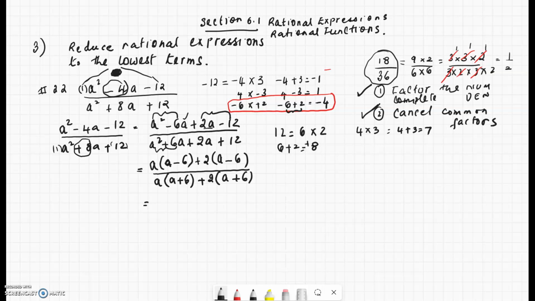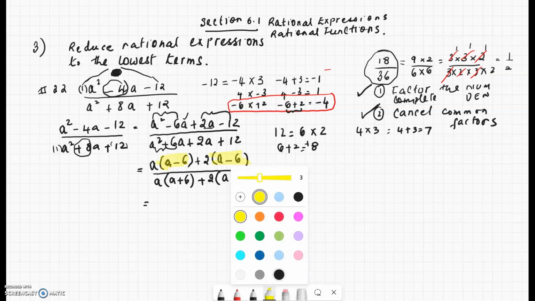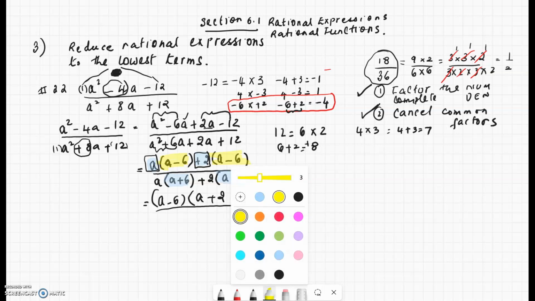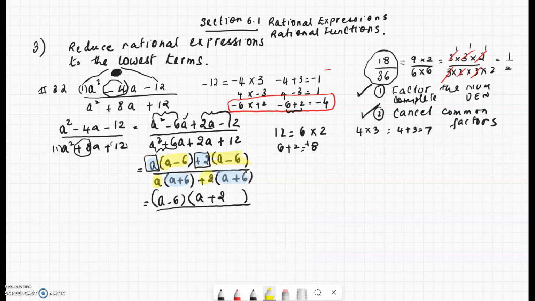Now let's look at the numerator again. A common factor is a minus 6. And once you factor that out, you'll be left with a plus 2. So factor the yellow a minus 6 out. In parentheses, we write down a, which is in blue, the leftover, and plus 2. So the numerator is factored completely. Do the same with the denominator. a plus 6 is a common factor. And once we factor that out, we'll be left with a plus 2.